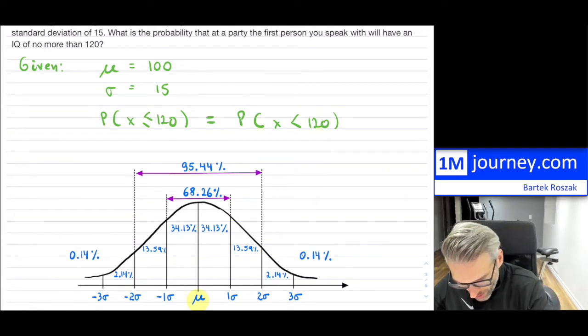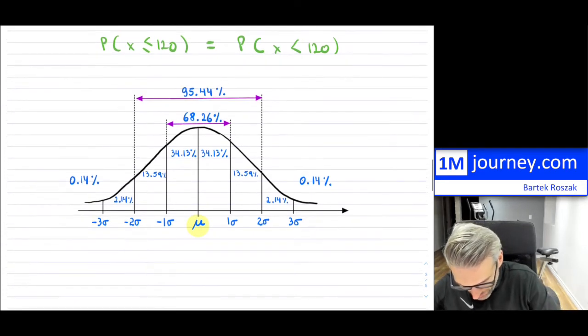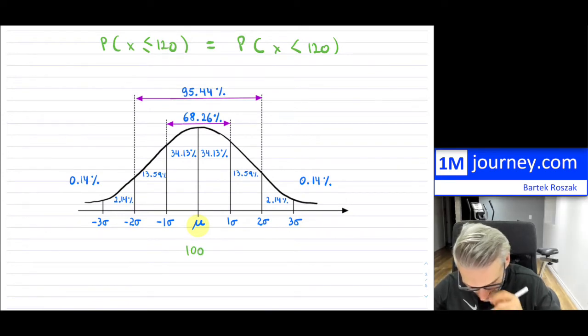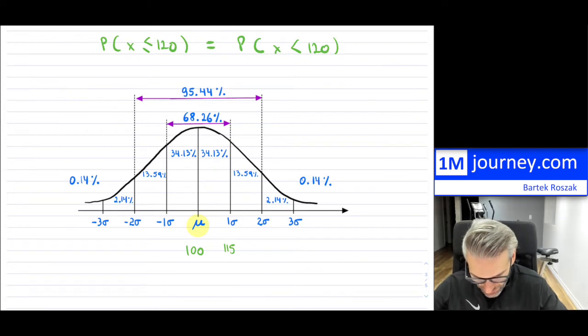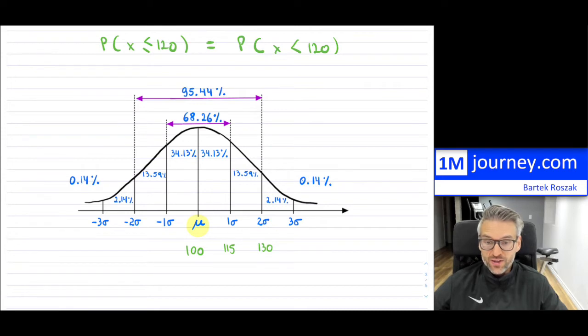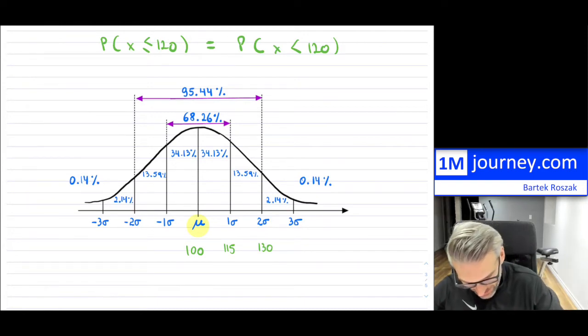Now, where are we on this? So our mean is 100, right? One standard deviation is going to be 115, but we're at 120, so second standard deviation, so 2 standard deviations away would have been 130. So actually, as you can see, having IQs as you keep going, 130 or above, it's only about 2% of the population that have that.